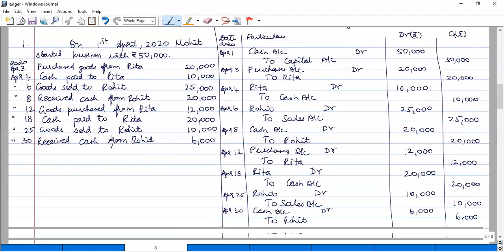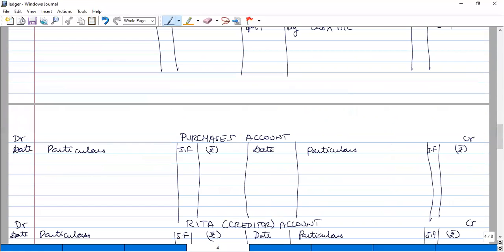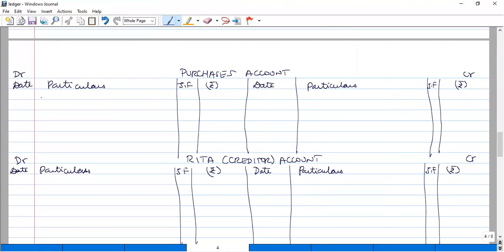So purchases account has been debited. Okay, so come to the debit side, debit purchases account. And what is the reason? We have purchased from Rita. Okay, and how much is the amount? It is 20,000. So it means goods worth 20,000 has been purchased from Rita. That is what it conveys. Okay. And this transaction is on April 3rd.